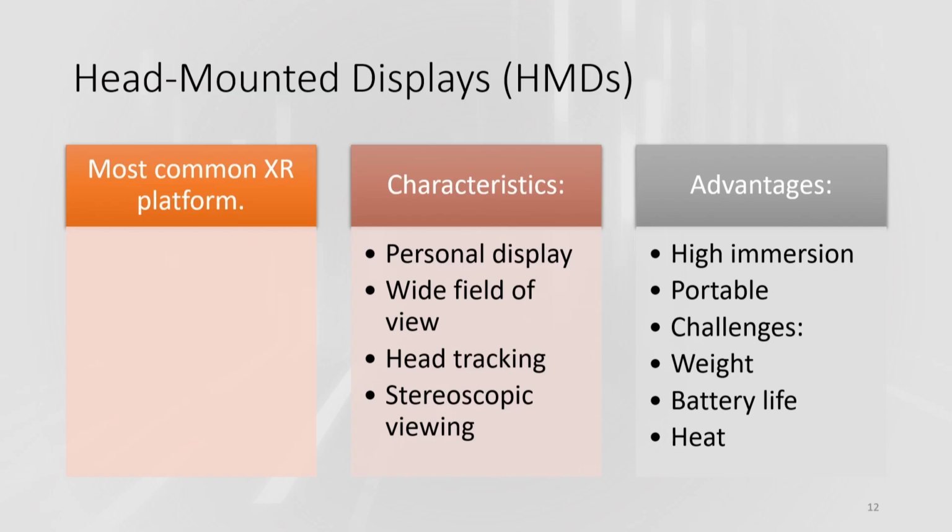Head mounted displays are the most common XR platform. So, you may have seen in the trailer video of this course that I had put on Quest 2 head mounted display. So, that is typically your most common XR platform. Its key characteristics are that it is a personal display that is specifically just for you, the person who puts on the headset. It offers you a wide field of view. It usually comes with head tracking, and it usually has stereoscopic viewing. So, 2 lenses which carry 2 synchronized images, and your brain fuses them to show you one image.